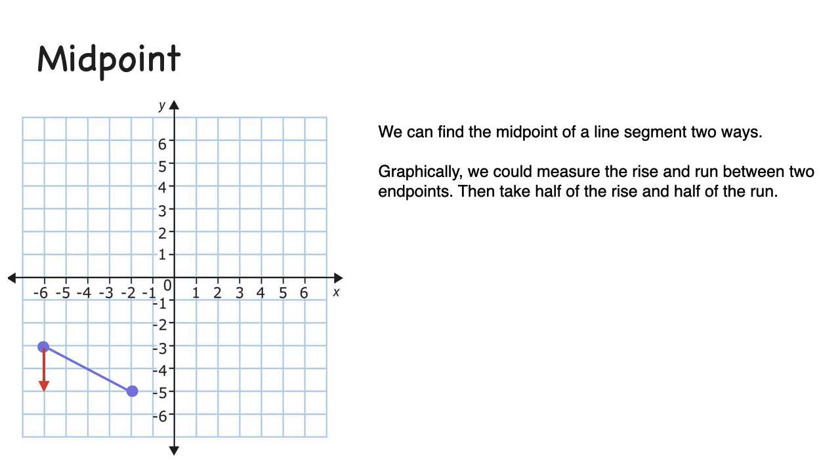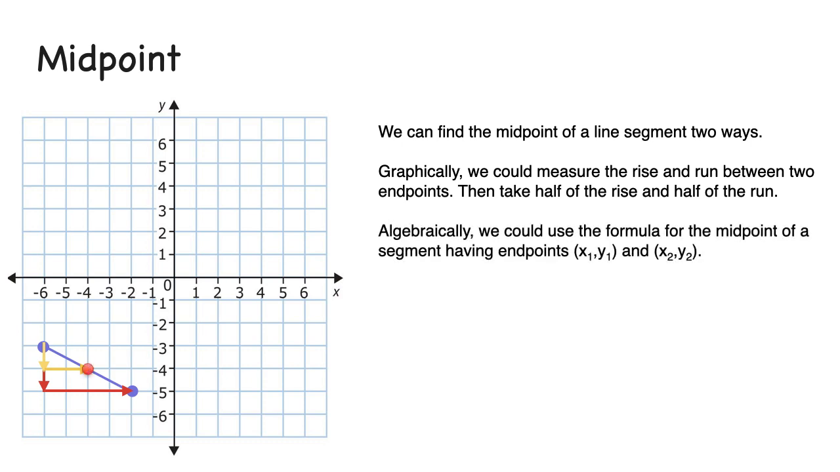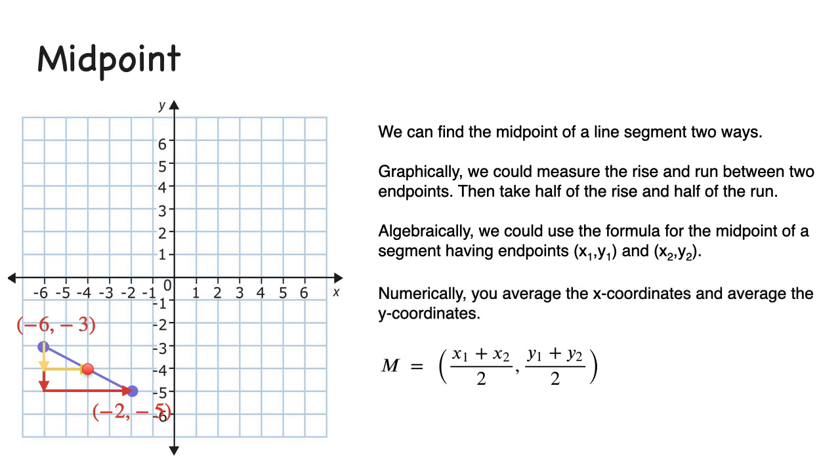Let's start at that top left point and go down 2, and then we go over 4 to the right. So half of those distances are going down 1 and over 2. That is our midpoint. We have an algebraic technique we could also use. Once again, labeling those 2 endpoints as x sub 1, y sub 1, and x sub 2, y sub 2. The formula we're going to use for midpoint is here. Numerically, all we're doing is we're averaging our x coordinates and we're averaging our y coordinates.